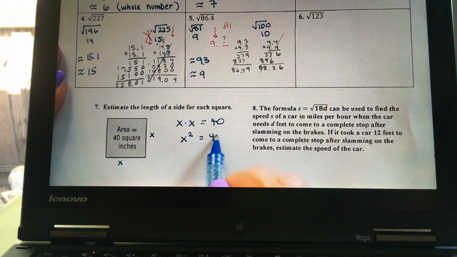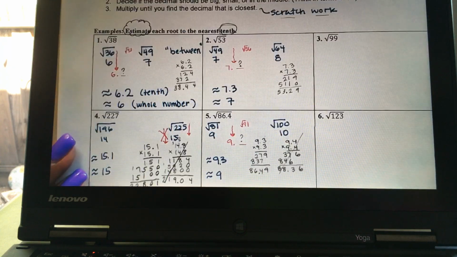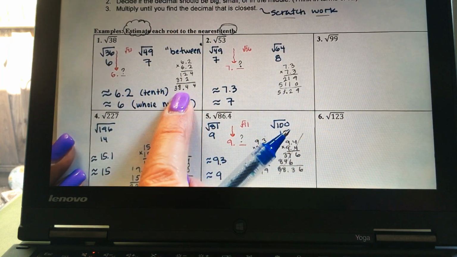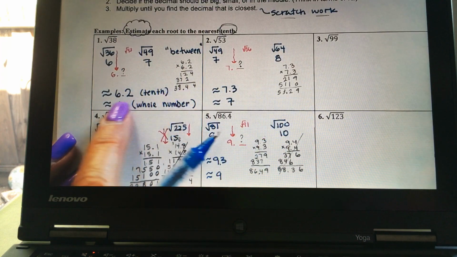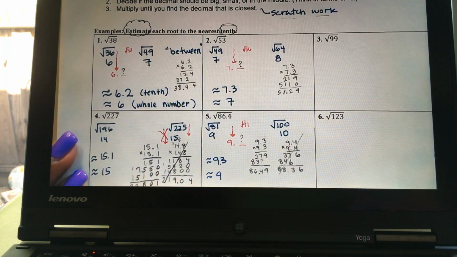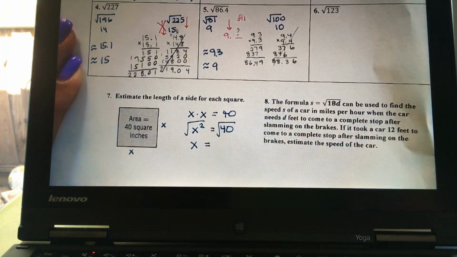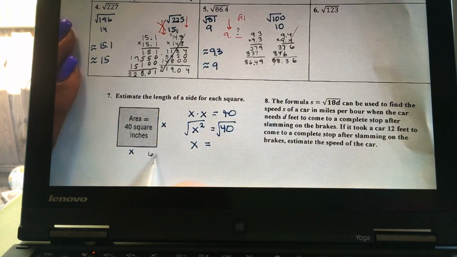X squared is equal to 40. So we have to take the square root of both sides. And now we're estimating, since it's not perfect, the square root of 40. I'm actually taking a look up here at this first example we did. 6.2 times 6.2 was 38.44. I'm going to use my knowledge there. I'm going to actually try 6.3 in my scratch work and see if that works out to give me something close to 40.